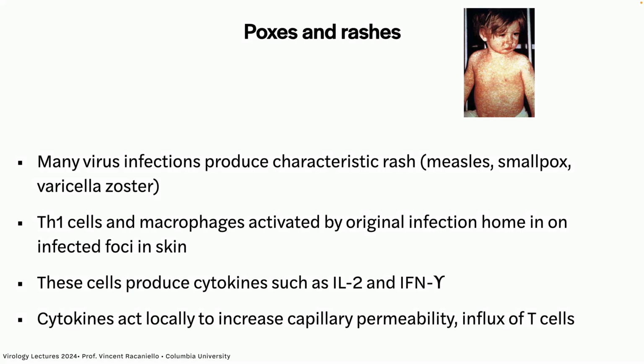Many viruses cause poxes and rashes. This is a form of immunopathology: measles, smallpox, varicella zoster. Basically you have virus reproduction in focal areas of the skin, but then Th1 cells, CD4 Th1 cells go in there, macrophages, they produce cytokines, they increase capillary permeability, more T cells come in, and that gives you the little rashes. So without the immune response, you wouldn't have many of these rashes.